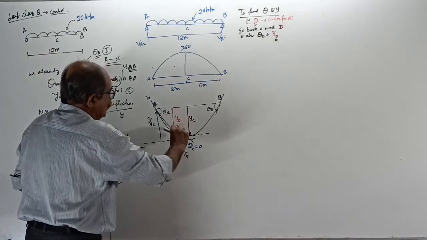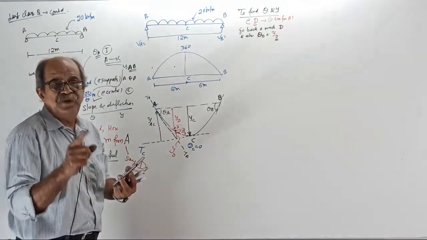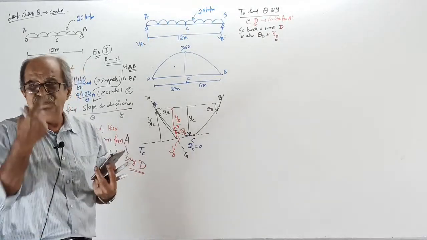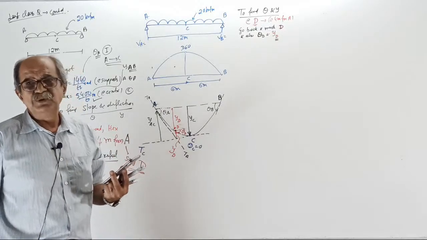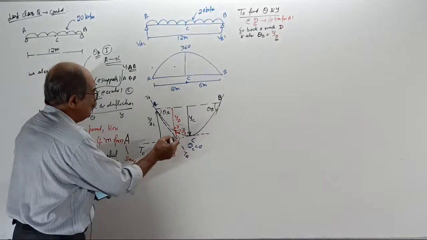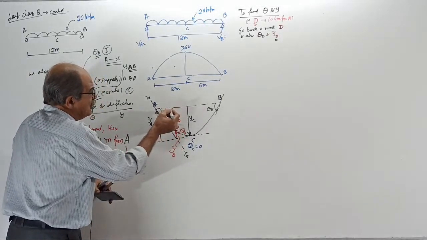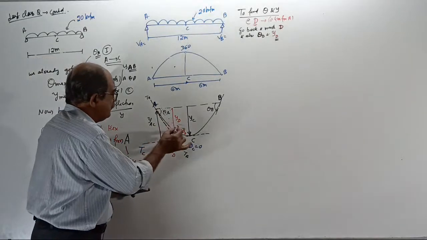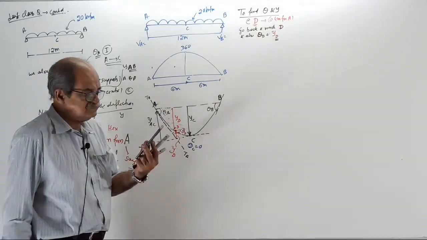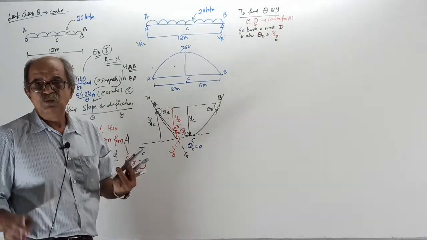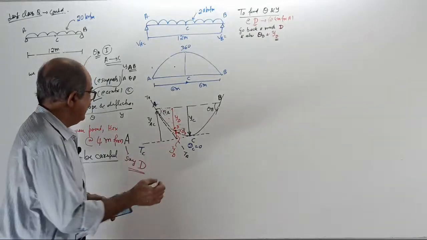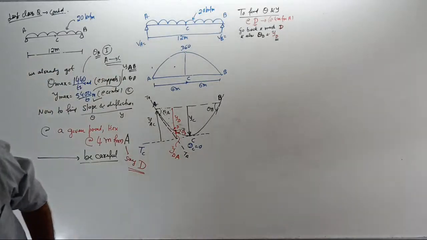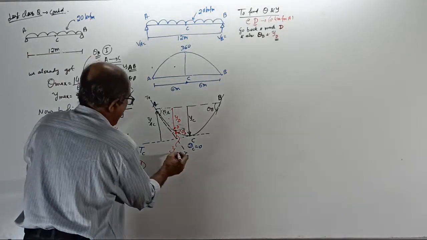If you want to find YD, you find this distance: displacement of D with respect to tangent at A. I told you this value you require. Then you apply trigonometry for this triangle. Displacement of D with respect to tangent at A. Remember, A is black color, A is not red color.